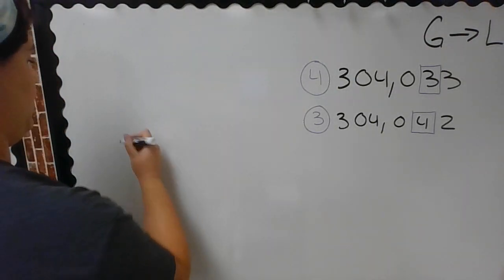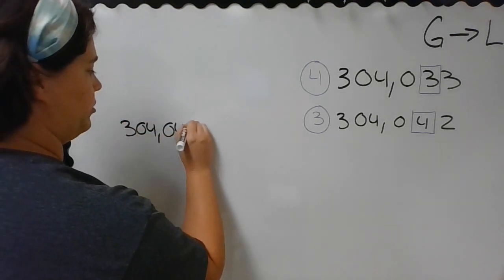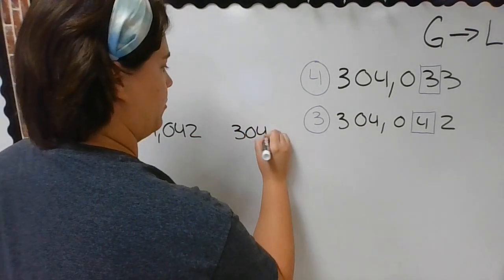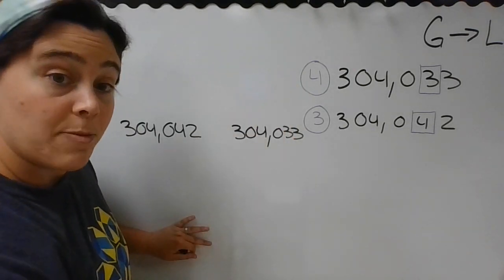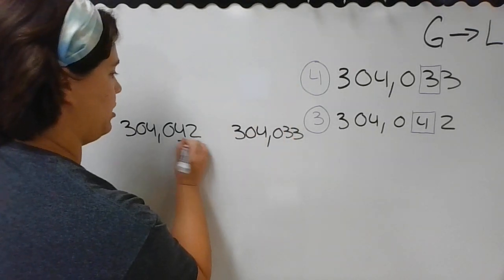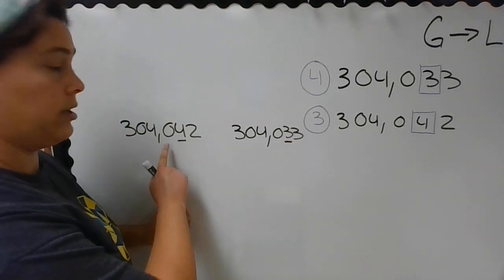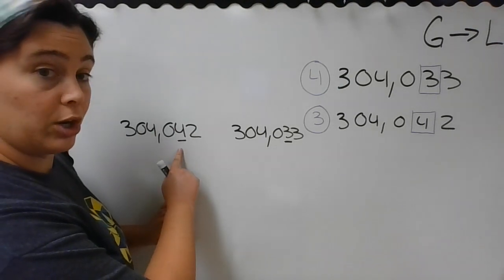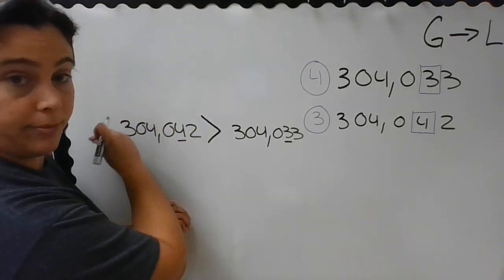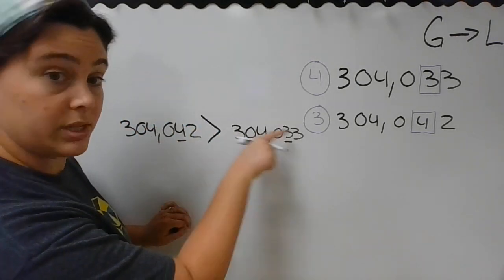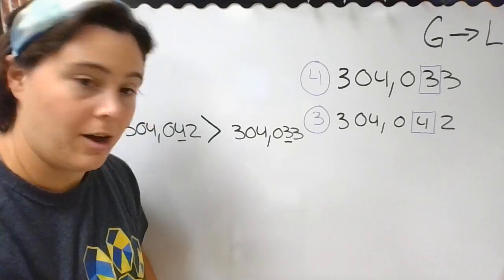Same with this one. Now, we have 304,042, 304,033. And again, it was still the tens place value that was different. There was a 4 here, a 3 here. Which number's different? This one. This one's bigger. So, the open end goes towards the bigger number. The pointed one goes towards the smaller number. And there you go.